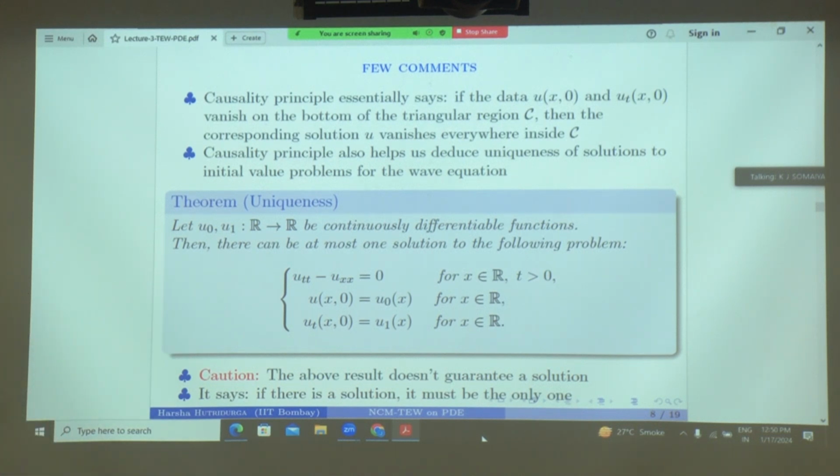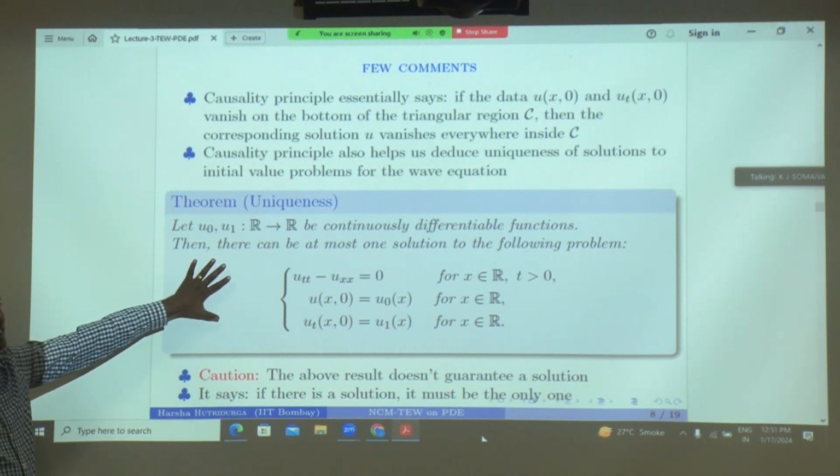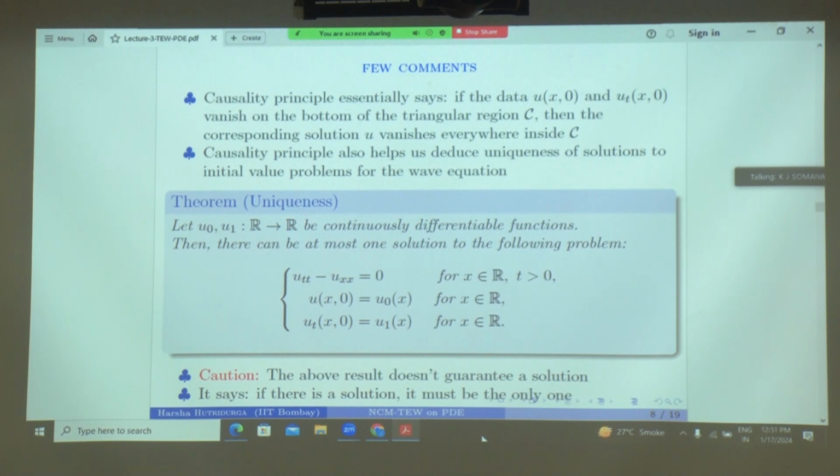It turns out that this uniqueness proof is a simple consequence of this triangle thing that we have just stated, the causality principle. And when it comes to proving uniqueness results in differential equations, we do the most obvious thing that you can do: you prove by contradiction. We are supposed to show here that there cannot be two solutions. So you suppose that there are two solutions and you subtract them, and you show that the difference is identically 0. Then you have shown that any two solutions to this problem should look alike. This is what we are trying to show.